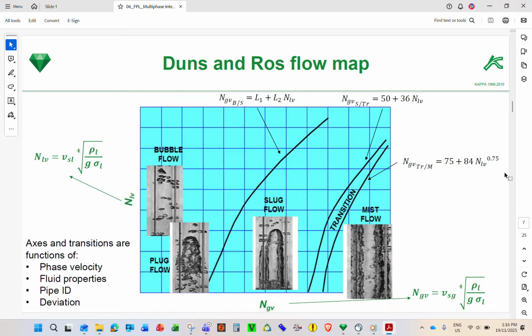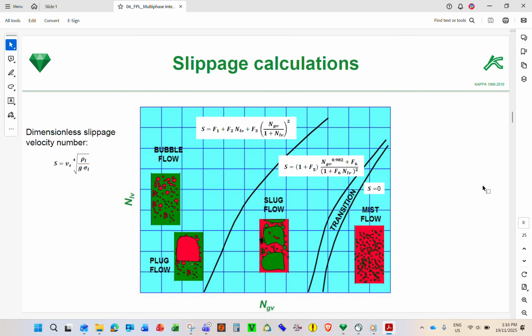But if you have a different liquid velocity, then you might have a different transition level. It's not a very straight line. The different flow regimes. Yeah, like this. So you have bubbles of gas, blocks of gas, and then a slug of oil. Yeah, you have the slug of oil there, the green one in the middle.